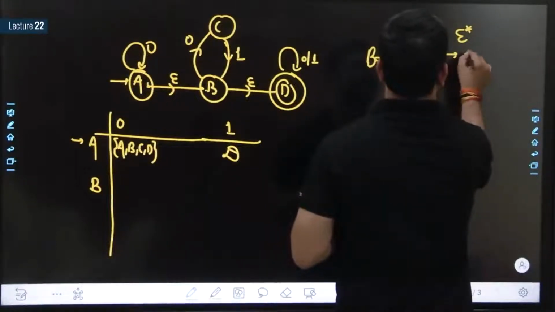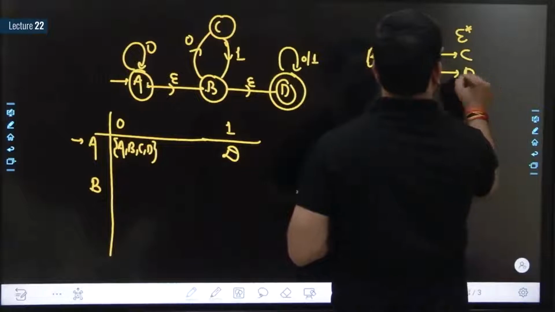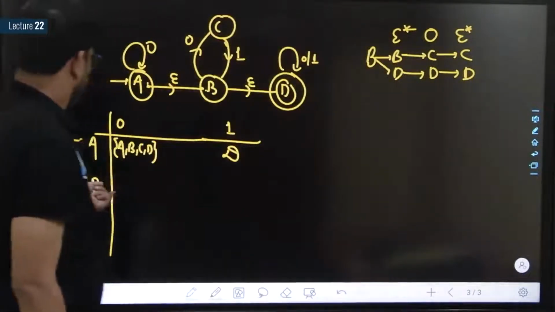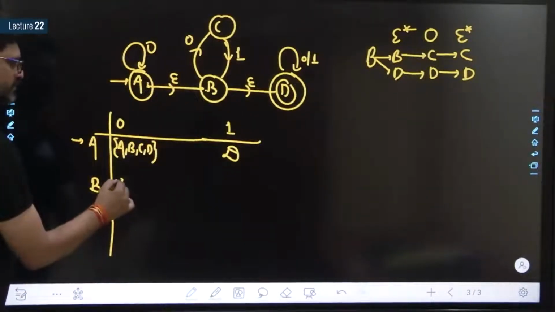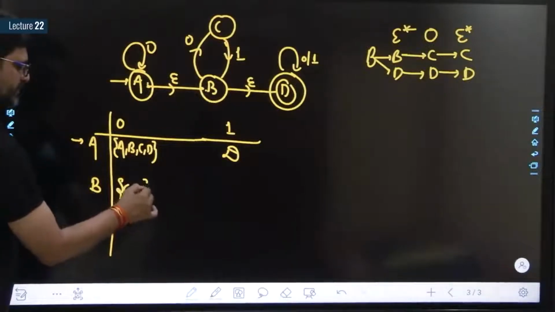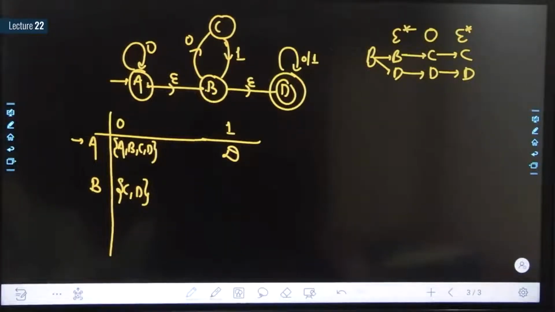What is the epsilon closure of C? What is the epsilon closure of D? D. Then B on 0 is C comma D. Clear?